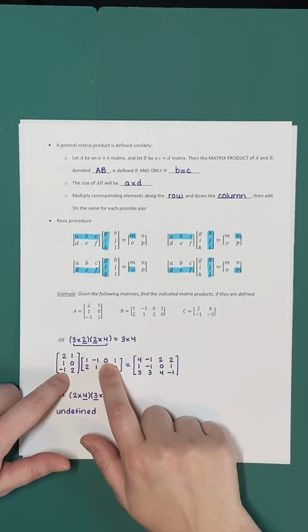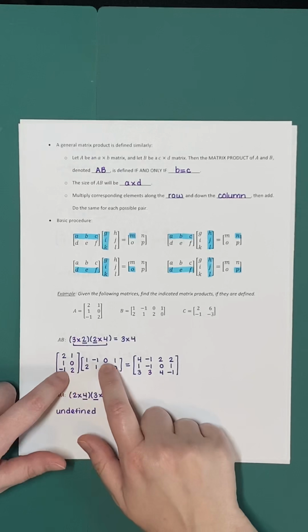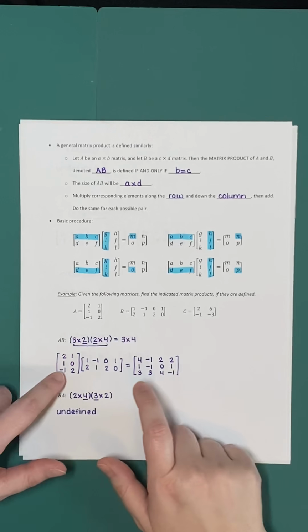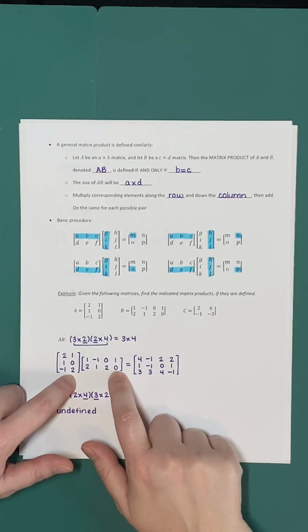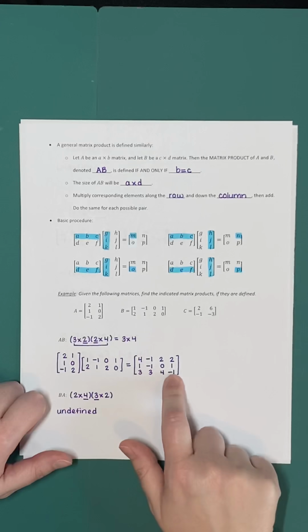-1 times 0 is 0. 2 times 2 is 4. So 0 plus 4 is going to give me a 4. And then -1 times 1 is -1. 2 times 0 is 0. So -1 plus 0 is going to give me -1.